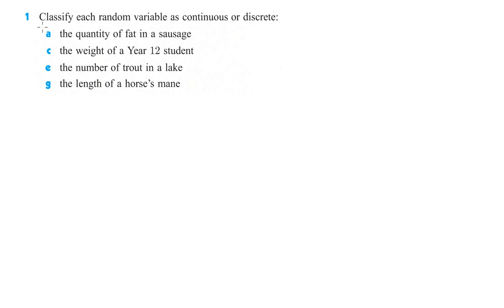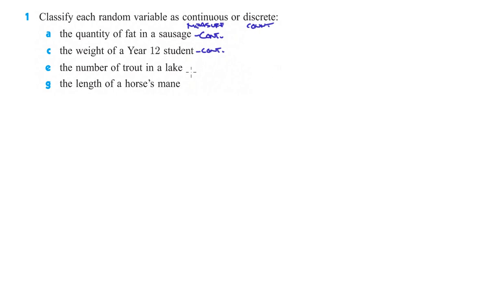First one we're going to take a look at is number 1. Classify each random variable as continuous or discrete. Remember, continuous is anything that you measure, and discrete is anything that you count. Quantity of fat in a sausage is something that we measure, so this is continuous. The weight of a year 12 student is something you measure, continuous. The reason these are continuous is because you could measure it to any degree of accuracy. That's the big thing.